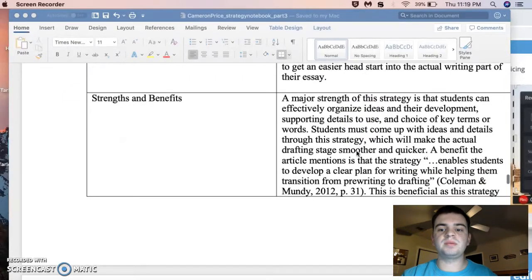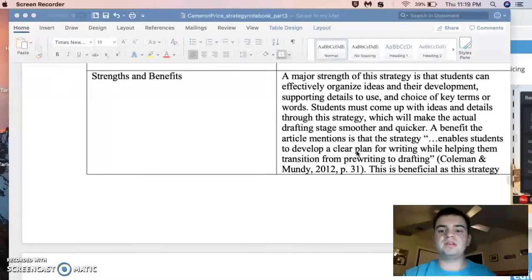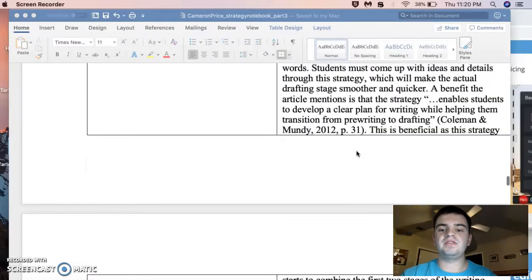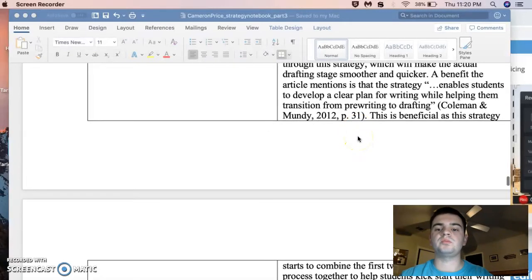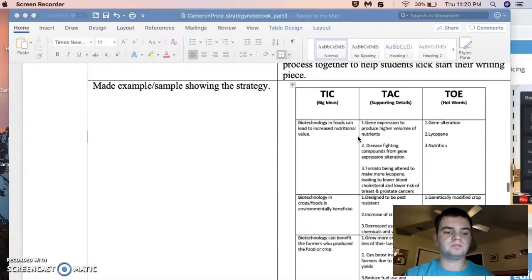Strengths and benefits. One is that students must come up with ideas and details through the strategy, and that makes the actual drafting stage much smoother and quicker. Instead of just starting writing about something and then needing ideas, they already have ideas laid out because of the tic-tac-toe concepts that they had to cover. And then a benefit that the article mentions is that students can develop a clear plan for writing while it helps them transition from pre-writing to drafting. So once again, the pre-writing and drafting stages of the writing process come into play, as the article mentions.